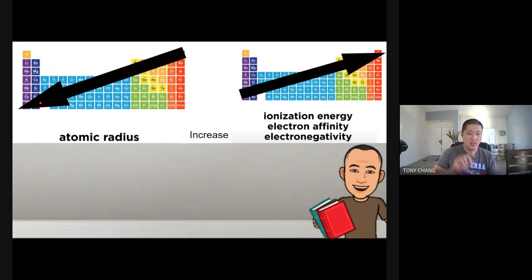Why? Because all the other trends, ionization energy, electron affinity, electronegativity, are the opposite. They increase as you go up and right. Everything else is up and right. Atomic radius is left, down. Atomic radius increases as you move left, down.